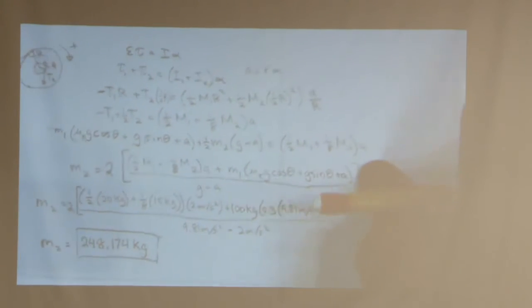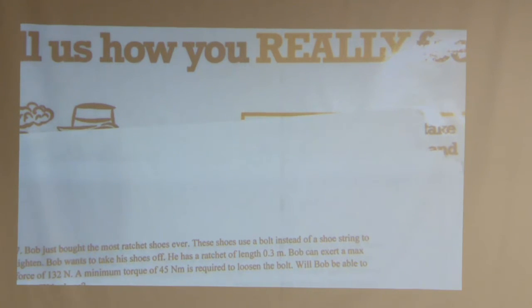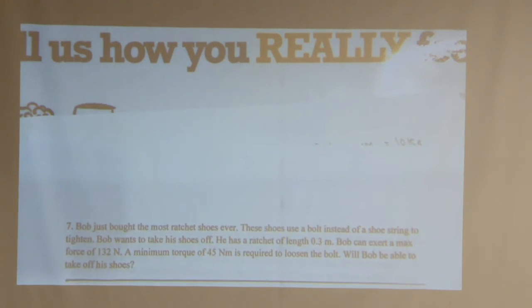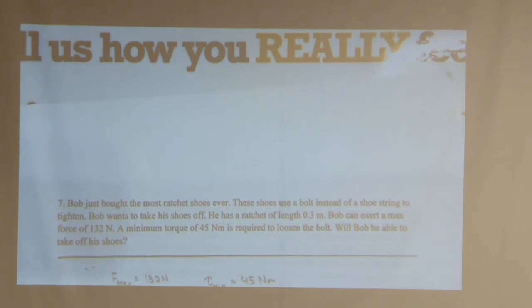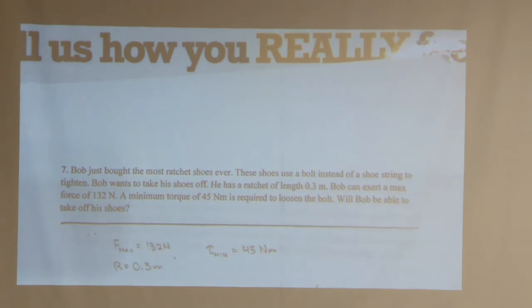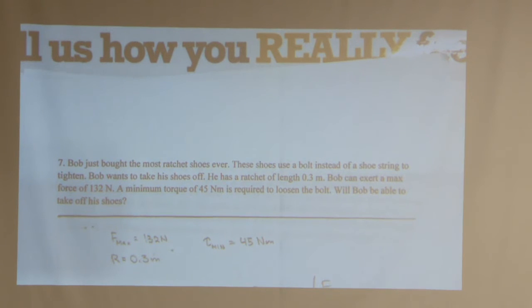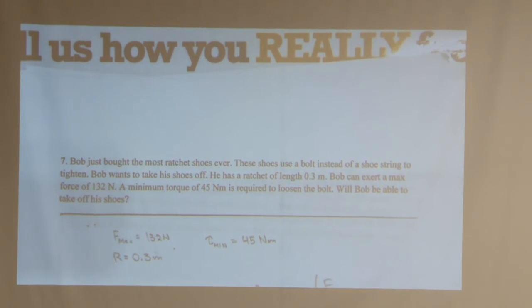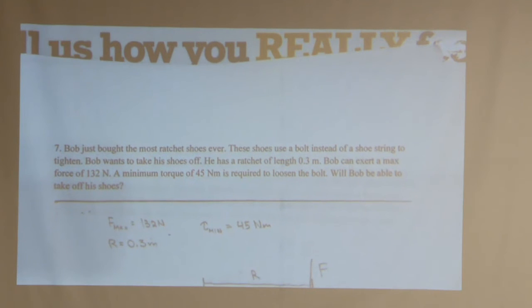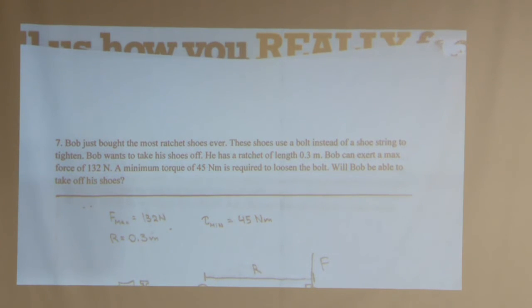All right. So the next few problems are going to deal with torque, but not using Newton's second law. So this is more like the definition of torque. So in this problem, Bob just bought the most ratchet shoes ever. These shoes use a bolt instead of a shoestring to tighten. Bob wants to take his shoes off. He has a ratchet of length 0.3 meters. Bob can exert a max force of 132 newtons. A minimum torque of 45 newton meters is required to loosen the bolt. And the question asks, will Bob be able to take off his shoes?